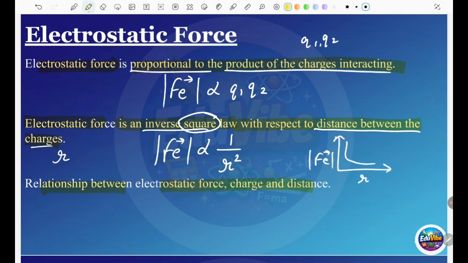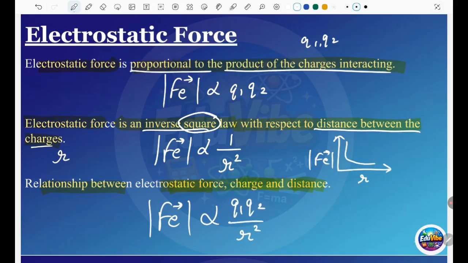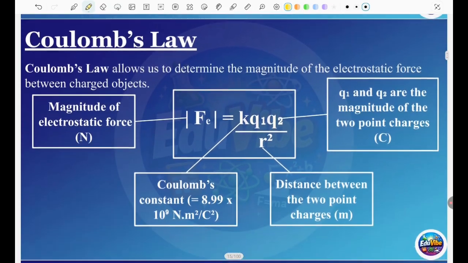When we relate electrostatic force, charge and distance, we get one formula: Fe, the electrostatic force, is proportional to Q1 Q2 upon r square. But the proportional sign has to be replaced with an equal sign. When we remove the proportionality sign, we get a constant value. When we plug in that constant, we get Coulomb's law.